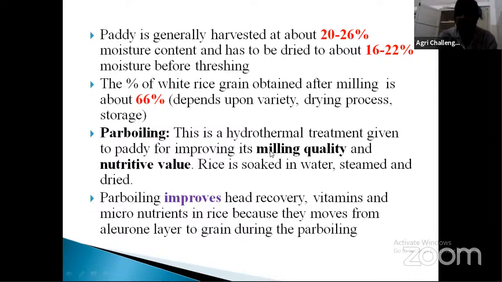But one disadvantage is that this aleurone layer consists of vitamins and nutrients. So during milling, it is getting removed. So the majority of vitamins and minerals will be lost through milling. But if you do parboiling, these vitamins and micronutrients move from the aleurone layer to the grain. So even if you remove the aleurone layer during milling, these vitamins and micronutrients will remain in the grain. So it will be advantageous. So parboiling is highly beneficial for the rice crop because it improves nutritive value.